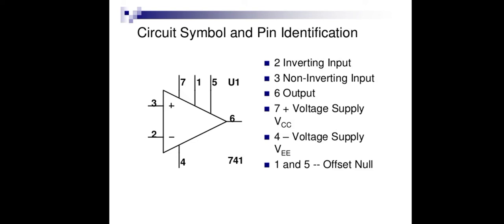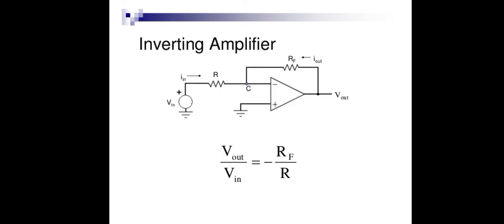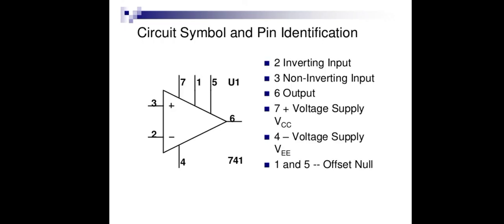Pin 7 is the plus voltage supply. Pin 4 is the minus voltage supply. Pins 1 and 5 are the offset null. This is the circuit symbol and pin identification of the op-amp. Now there are two inputs, the inverting input and the non-inverting input.